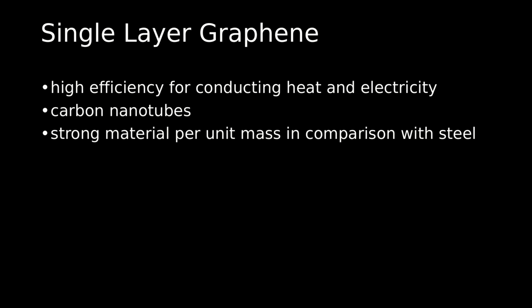Also about single layer graphene, it has high efficiency of conducting heat and electricity, but it has a property of a semiconductor. People are considering using it as a next generation electronic devices material. Also, it can be warped into a carbon nanotube, which has strong material per unit mass in comparison with steel.